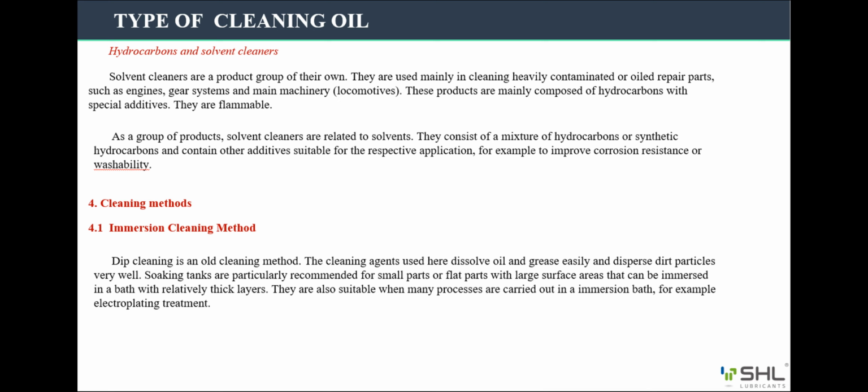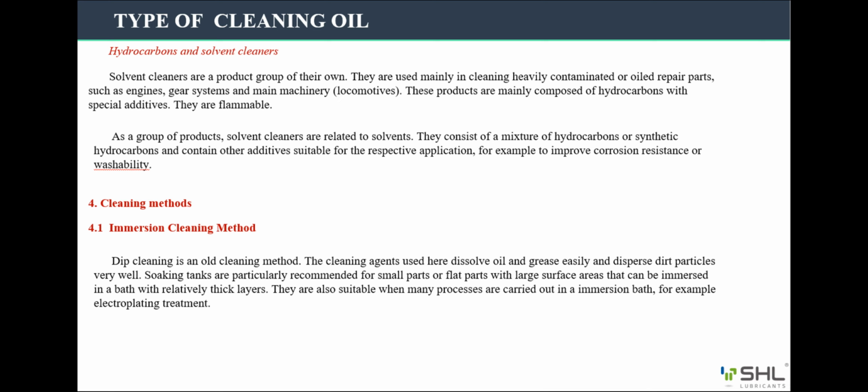Since solvent cleaners are a product group of their own, they are used mainly in cleaning heavily contaminated or oiled repair parts, such as engines, gear systems and main machinery. These products are mainly composed of hydrocarbons with special additives. They are flammable. Next, we go to learn about cleaning methods.